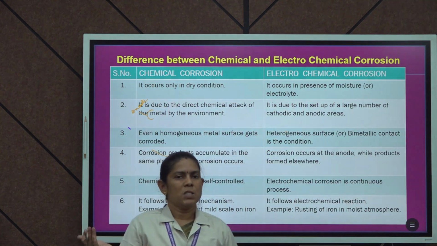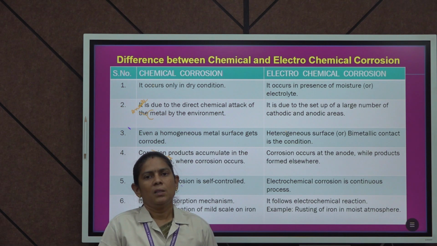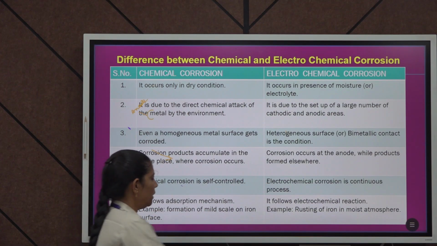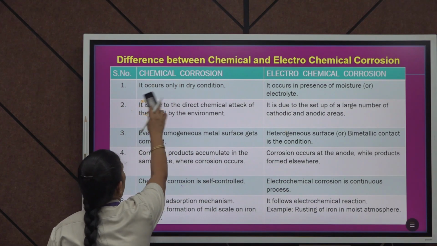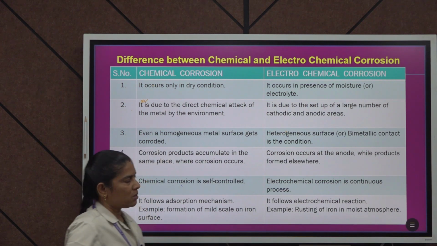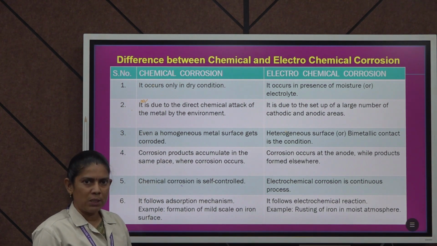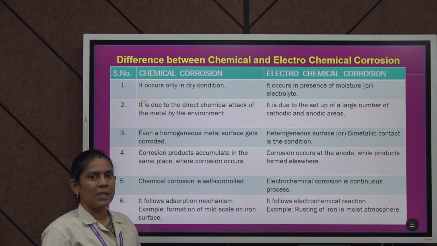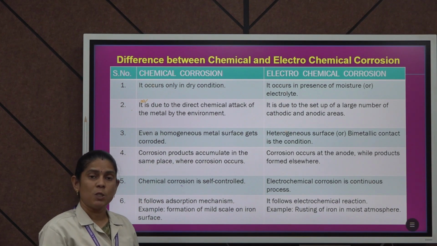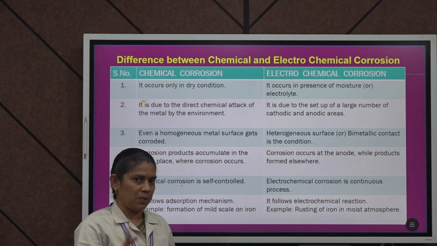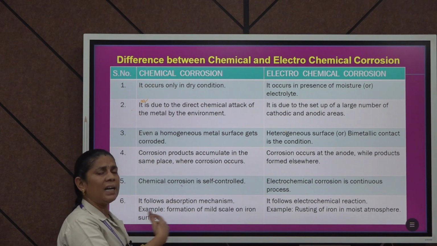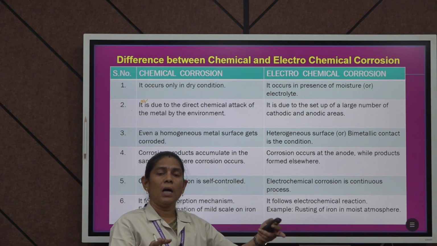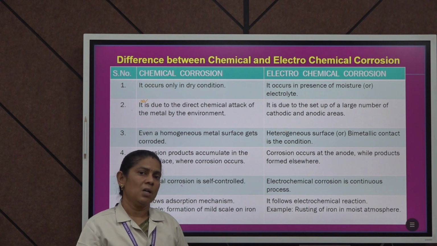Now, classification is over. Now, we will compare the chemical corrosion and electrochemical corrosion. I have listed very important points, differences between the chemical and electrochemical corrosions. See, the first point: chemical corrosion occurs in the absence of moisture, but electrochemical corrosion occurs in the presence of moisture. That is the first important difference. And the second point: chemical corrosion is due to the direct attack of gases on the metal surface, whereas electrochemical corrosion is due to a setup of large numbers of anodic and cathodic reactions.